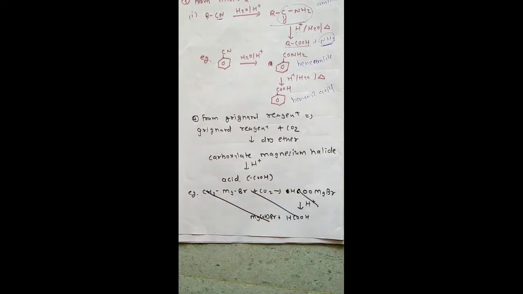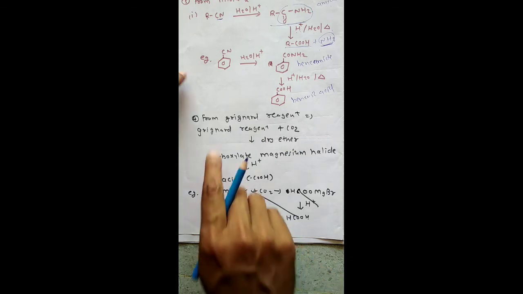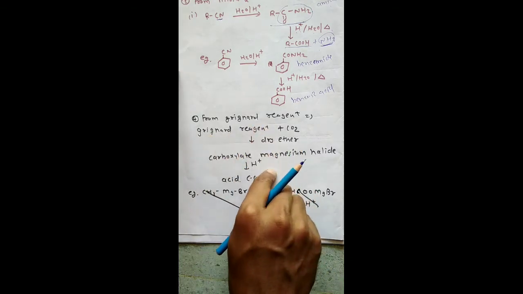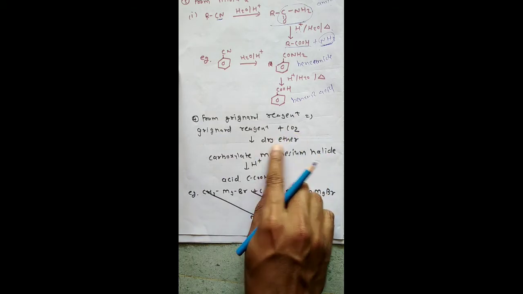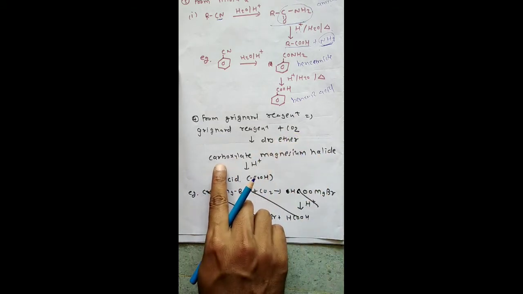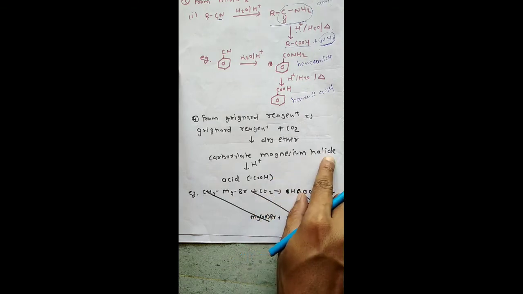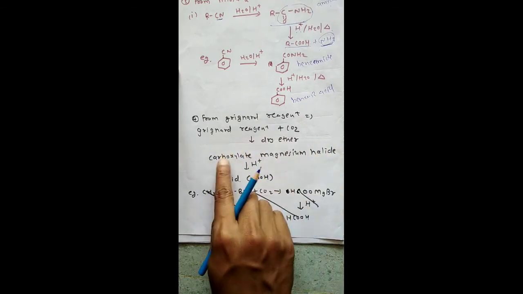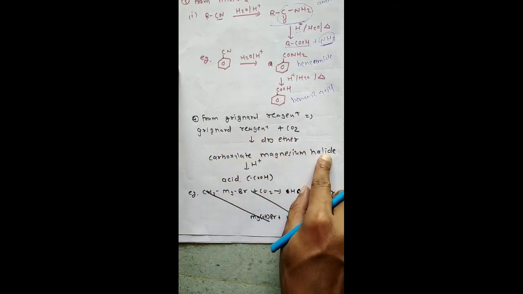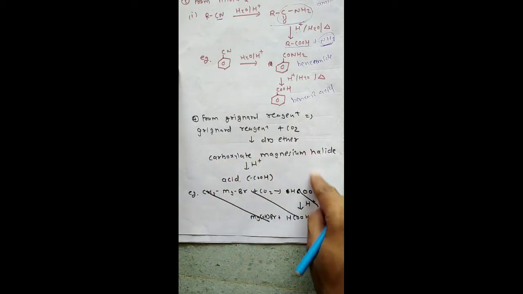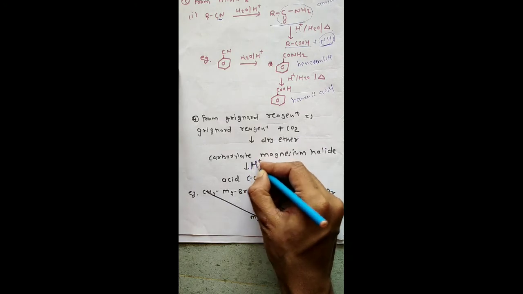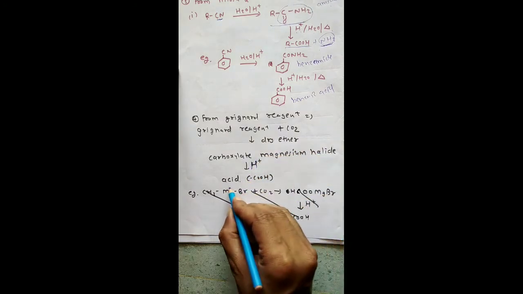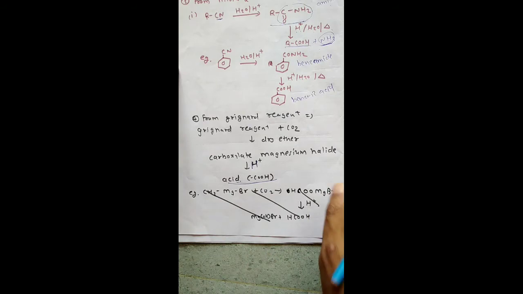Now the fourth one, from Grignard reagent. So in general I have written the reaction first. Grignard reagent plus carbon dioxide in presence of dry ether gives us carboxylate magnesium halide salt. What is that salt? I'll show you. Now in the next step you just have to acidify that salt. So we'll get carboxylic acid.